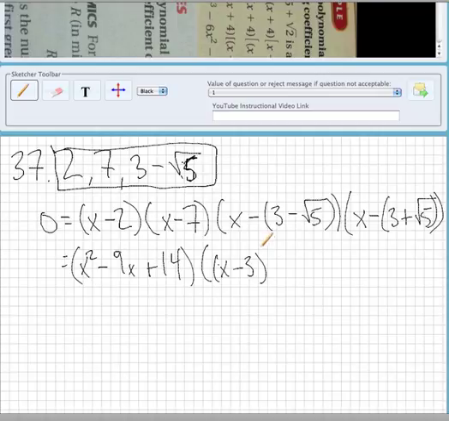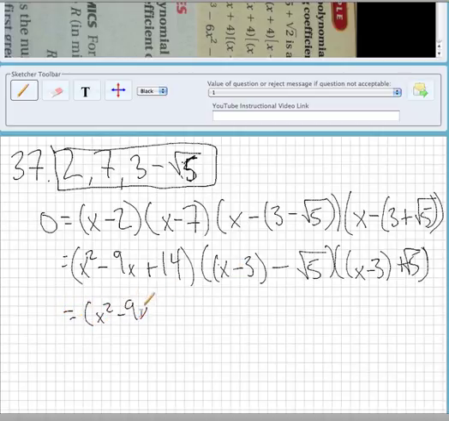then minus root 5. We just move the parentheses around, and then x minus 3 plus root 5. And then if we multiply those out, this one we're going to leave the same. And then this just becomes the difference of two squares, right? This is the opposite of the difference of two squares. And then the square of root 5 is just 5.